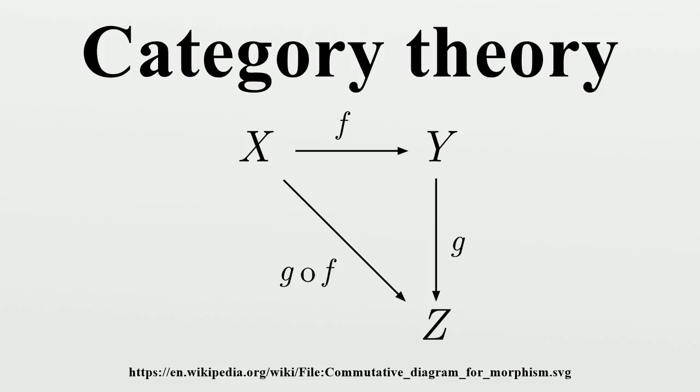If F and G are functors between the categories C and D, then a natural transformation η from F to G associates to every object x in C a morphism η_x: F(x) → G(x) in D such that for every morphism f: x → y in C, we have η_y∘F(f) = G(f)∘η_x.